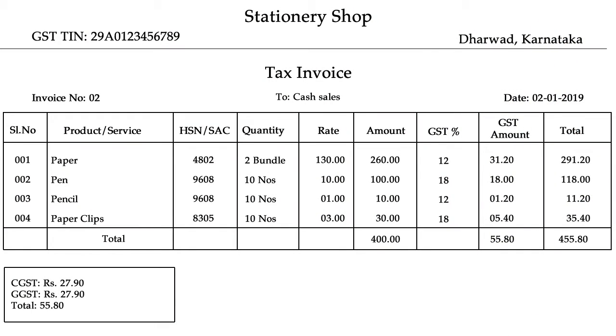As you can see here, tax invoice. One of your walk-in customers comes to your stationery shop and purchases some paper clips, pencils, etc. for 455 rupees and 80 paisa. The actual product cost here is 400 rupees and GST charged is 55 rupees 80 paisa. Let's see how this cash sale is registered in our ledger books.